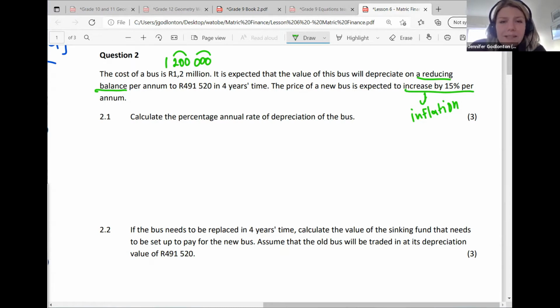If your answer is coming out as a decimal, don't panic. Remember that you would then want to times that by 100 to get it to be a percentage. So like if you have 0.4, then that would be 40%. So if your answer is a decimal, then you're definitely on the right track.